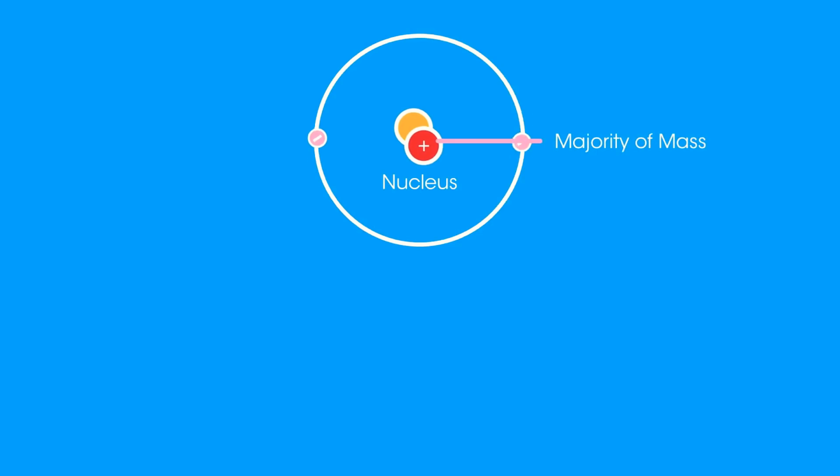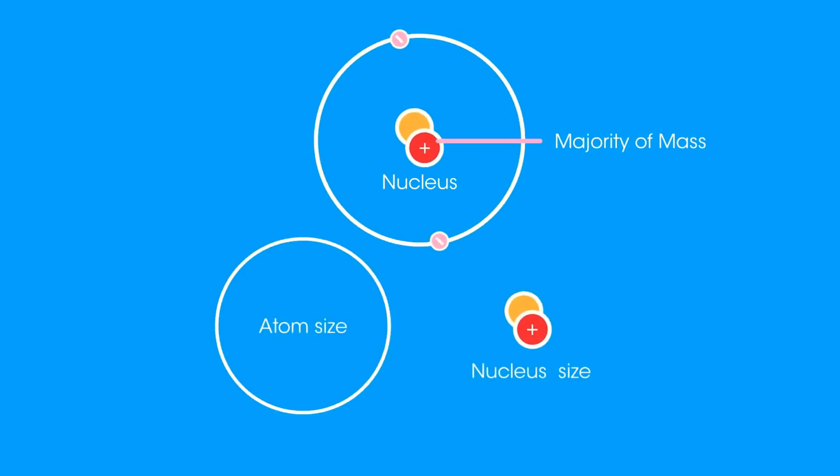So the majority of the mass of an atom is contained in its nucleus. But in terms of size, the nucleus is much smaller than the atom as a whole. In fact, electrons can orbit really far away from the nucleus. If the atom was the size of a sports arena, the nucleus could be the size of a pea in the middle.